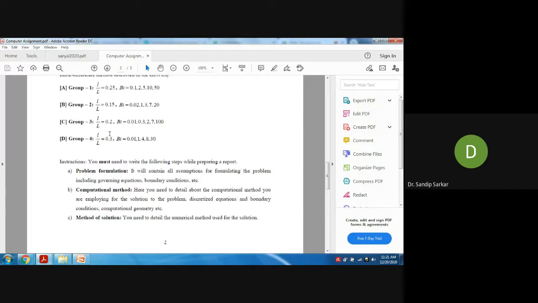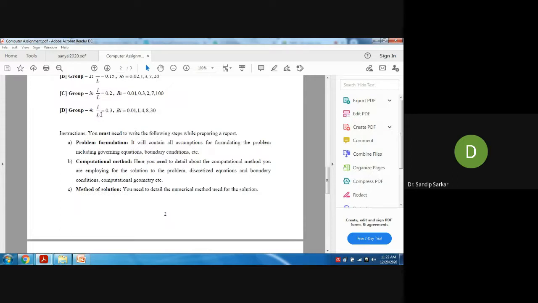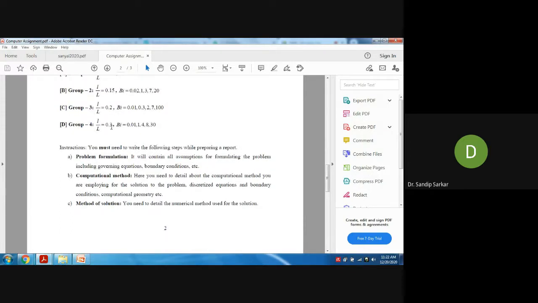Similarly, for group number 3, the small l by capital L ratio is equal to 0.2, and the Biot numbers that group number 3 has to study are 0.01, 0.3, 2, 7 and 100. For group number 4, the small l by capital L ratio is equal to 0.3, and the Biot numbers are 0.01, 1, 4, 8 and 30. These are the 5 Biot numbers that group number 4 has to study, and you have to perform the numerical simulations.